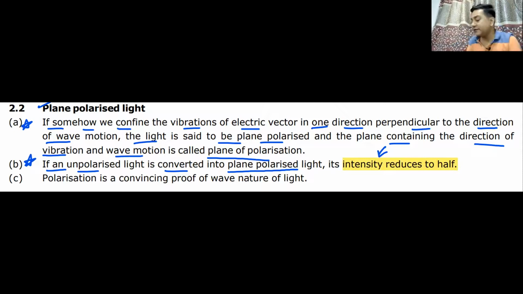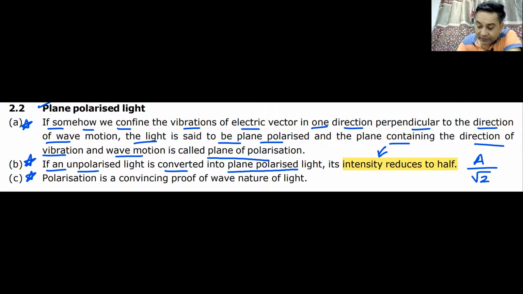Remember, whenever the unpolarized light is converted into plane polarized light, the intensity becomes half, or the amplitude becomes A by root 2. Remember, intensity is directly proportional to amplitude square. Amplitude becomes 1 by root 2 times, and therefore intensity becomes half. Can you remember this?